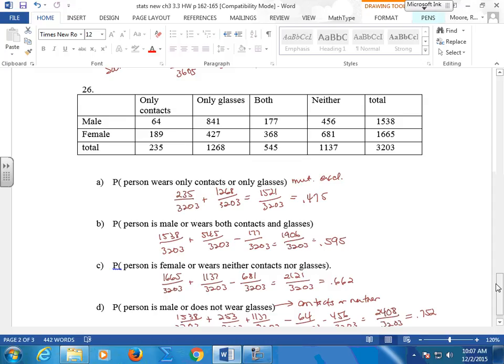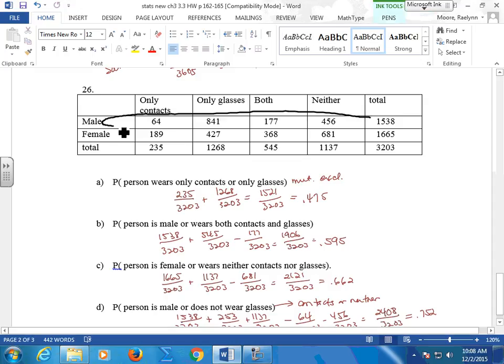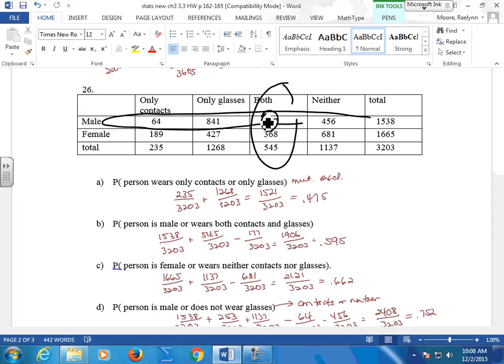A person is a male or wears both contacts and glasses. Well, we found our both contacts and glasses in here, and we find our male, and you can see right where they overlap. Circle your male, circle your both, and take out the part that overlaps. A person who is a female and wears neither, there's your overlap. The female on this row, the neither on this column, and there's your overlap.